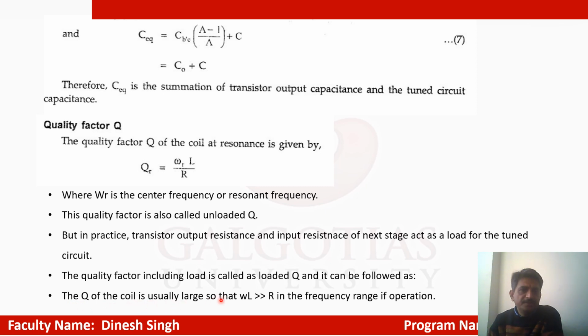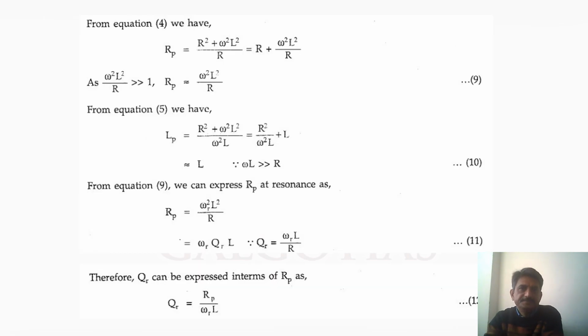The Q of the coil is usually large, so that omega L is much greater than R in the frequency range of operation. So we can write R_p as R square plus omega square L square upon R, and this can be simplified like this. If omega square L square upon R square is much higher than 1, then R square can be neglected. We can write R_p as approximately omega square L square upon R. We can also write from equation 1, equation 5, that L_p is approximately equal to L, if omega L is much higher than R.